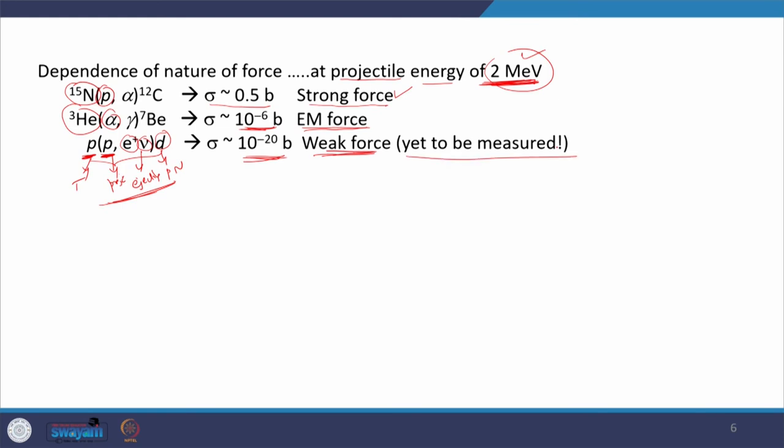As I said, experimentally it has not been measured yet. Then how do we know this? We have a strong theory supporting this cross section value. And why is it not possible to measure the cross section of the proton plus proton reaction? What are the experimental challenges?